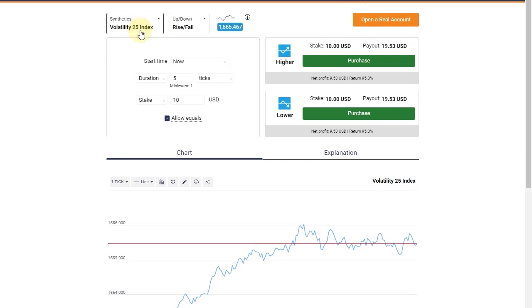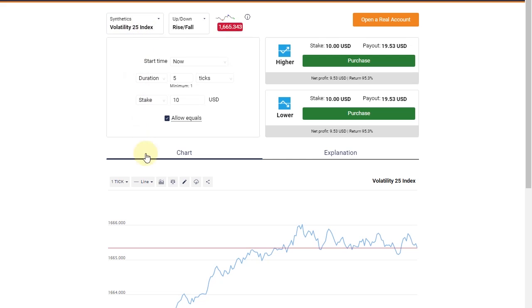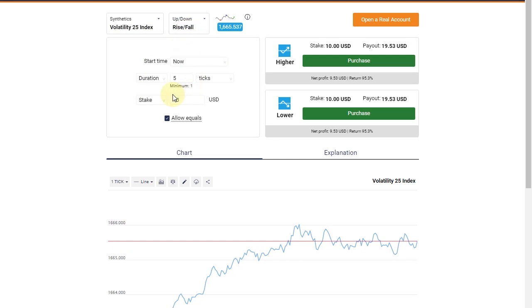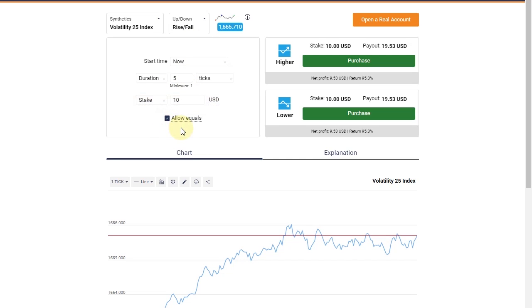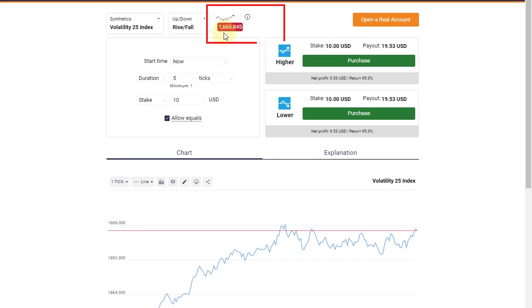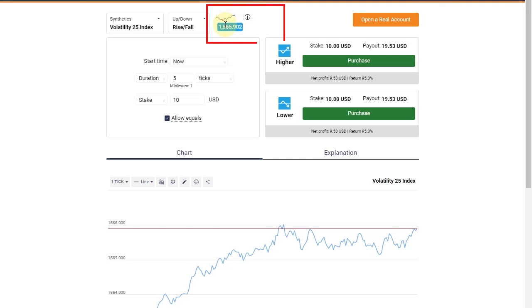As said earlier, we use this on 25 index market. We trade price fall and the duration is 5 ticks, and keep the stake to your liking. Make sure to tick the arrow equals. In order to trade with this, we use this small tick chart above.